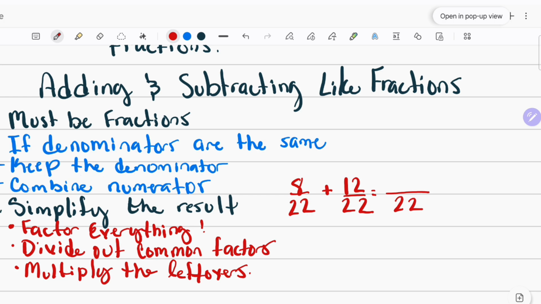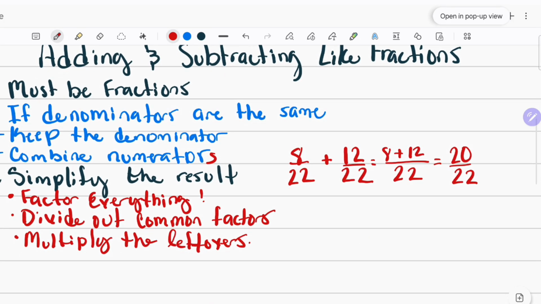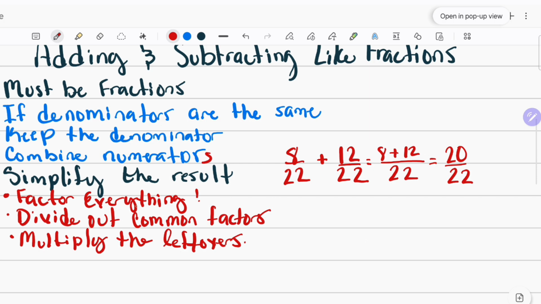Then the next one says combine just the what? Combine the numerators. That's 8 plus 12. What's 8 plus 12? We get 20 over 22. Now you have combined the numerators. Now you go back to what we started this lesson with: you simplify 20 over 22. Factor everything, divide out the common factors, multiply what's left.